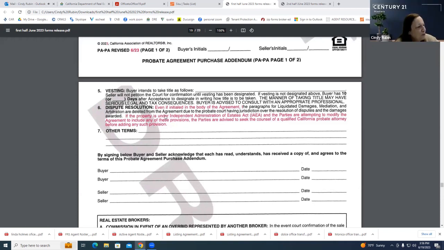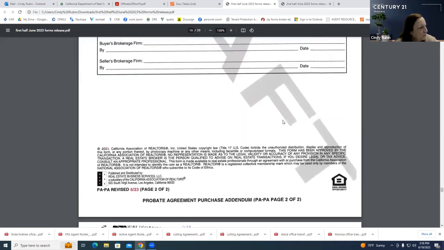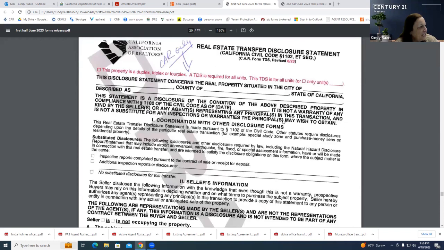Oh, dispute resolution basically says it doesn't matter if you did liquidated damages and mediation. If it's in probate court, it's in probate court. You don't get to go bring this somewhere else. Big deal. I think you knew that. Okay. The TDS, not a lot of changes. Matter of fact, I think this little red thing on the top is the only one. That's the big change. That's the only one, right?